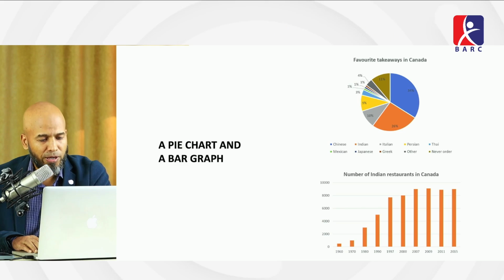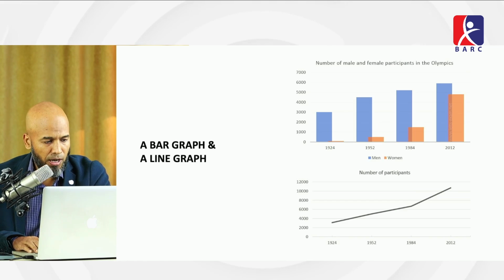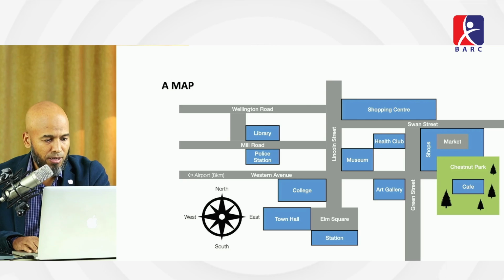This is again a pie chart and a bar chart. On the top that's a pie chart, and below that's a bar graph. Then a bar graph and a line graph: on the top that's a bar graph, and below a line graph. This is a simple map, and you need to identify the directions, particularly if there is a compass like this showing the north and the south and the east and the west.